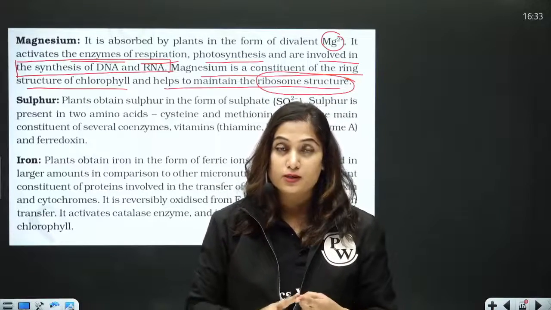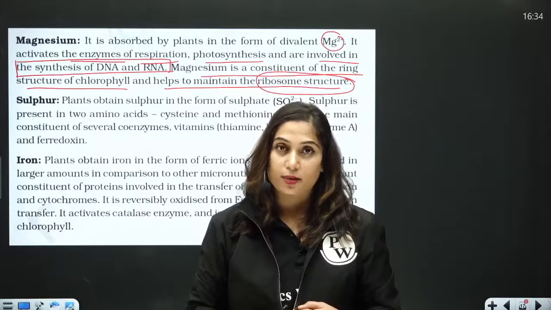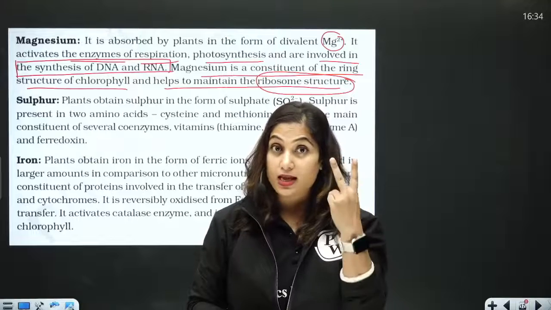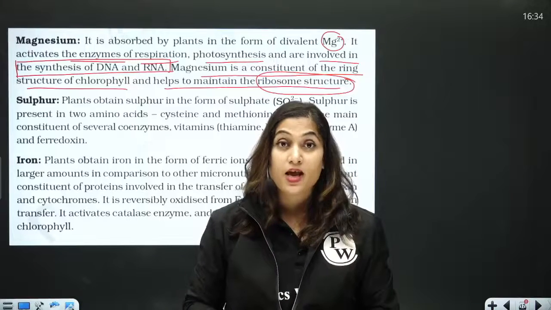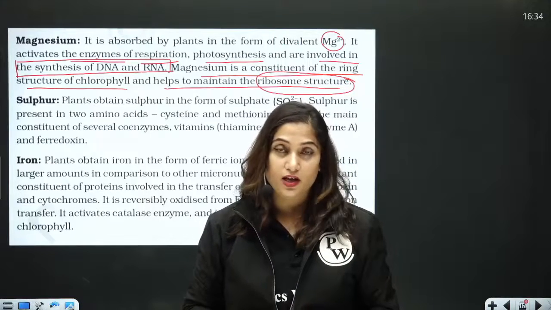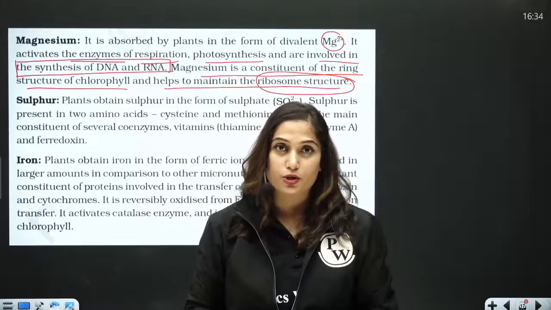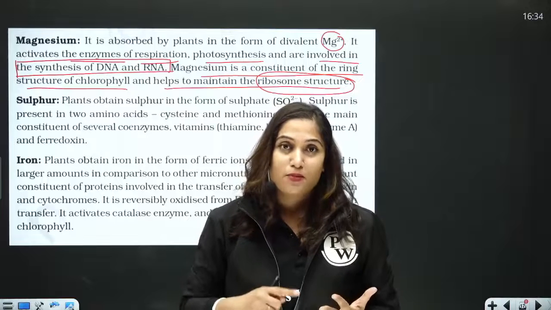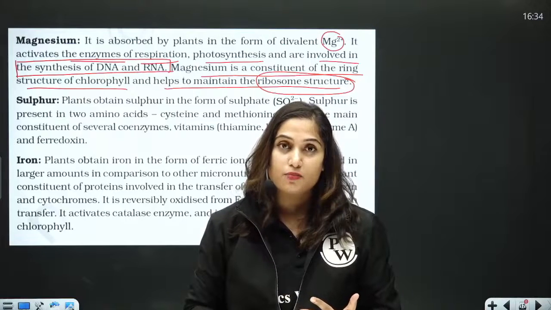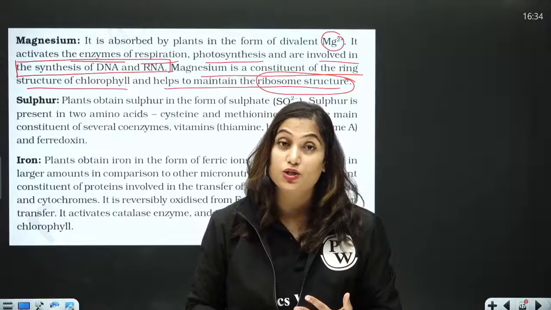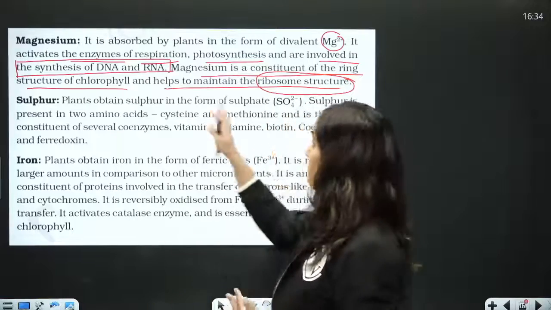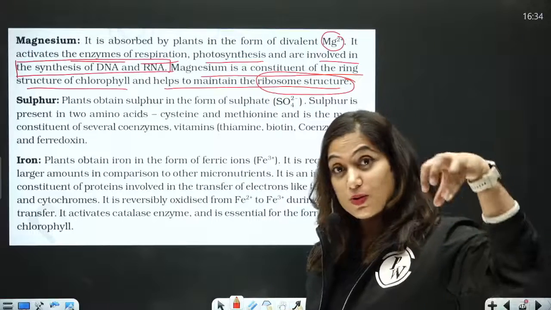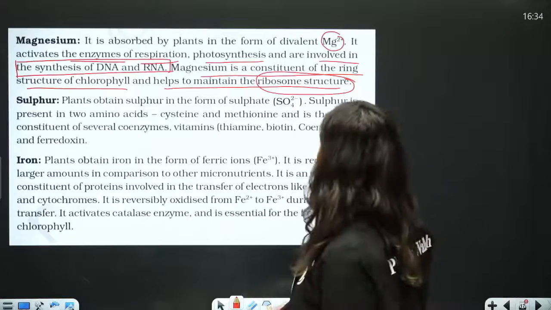First important function, very good enzyme activator. Activates respiratory and photosynthetic enzymes. Second important function, helps in the synthesis of DNA and RNA. Third important function, maintains ribosome structure. And this magnesium is also present in the middle lamella in the form of magnesium pectate. So these are some important functions, okay? And this is present in the structure of chlorophyll. Magnesium is present in the structure of chlorophyll, right?